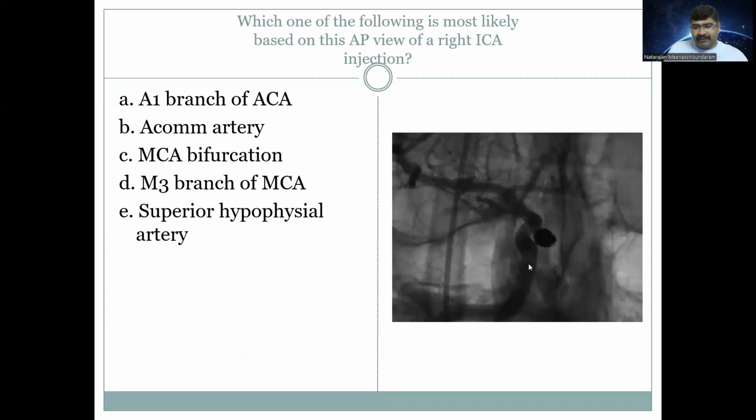How to identify this: this is an AP projection. See, the aneurysm is projecting medially. This is the medial A1 ACA. The aneurysm is projecting medially. So this is a superior hypophyseal artery aneurysm.